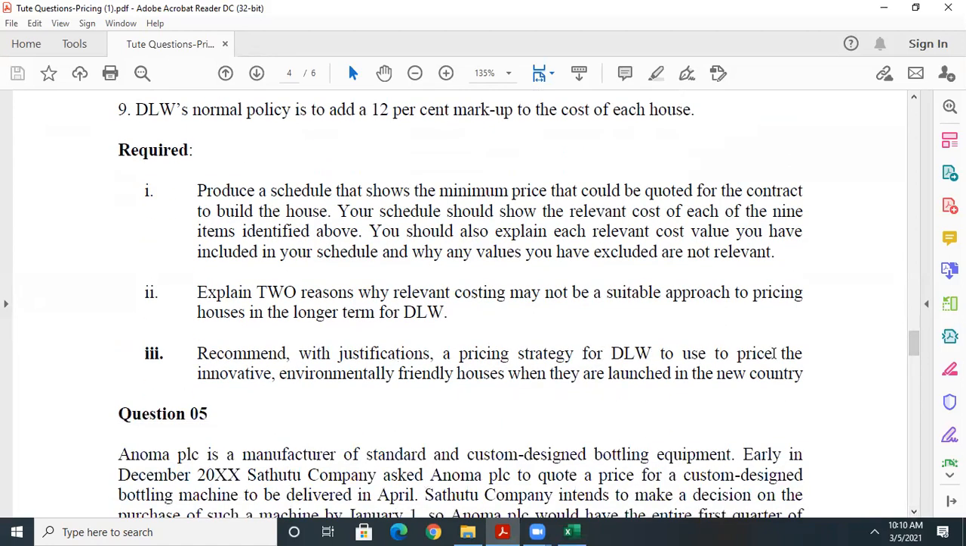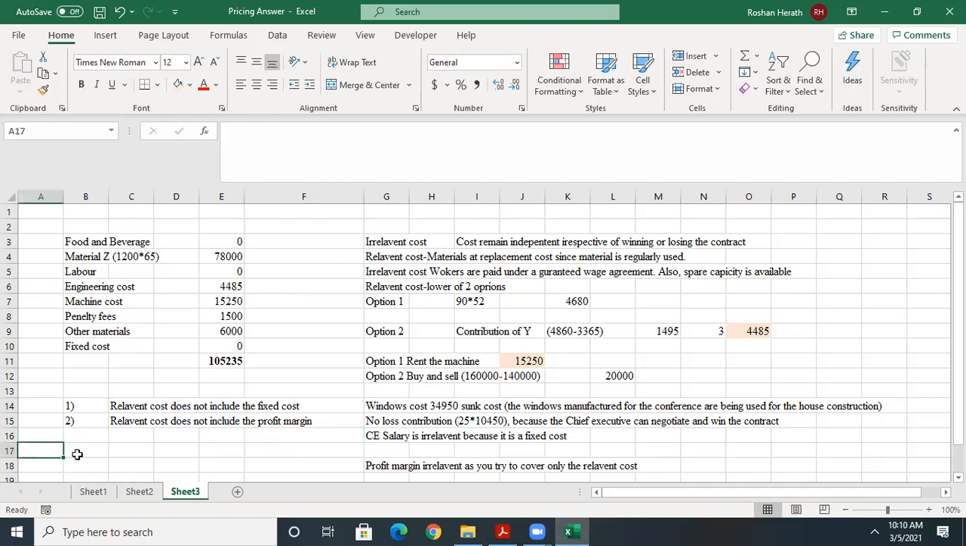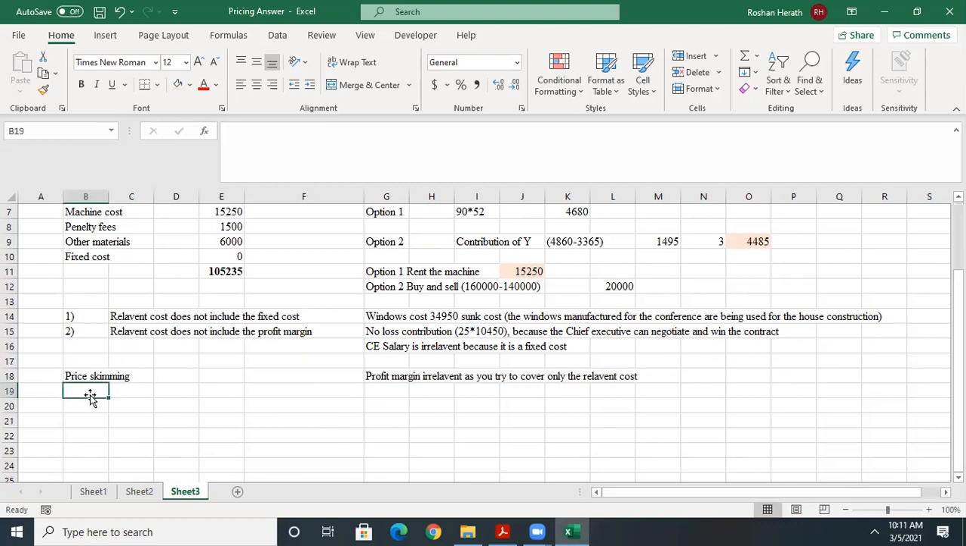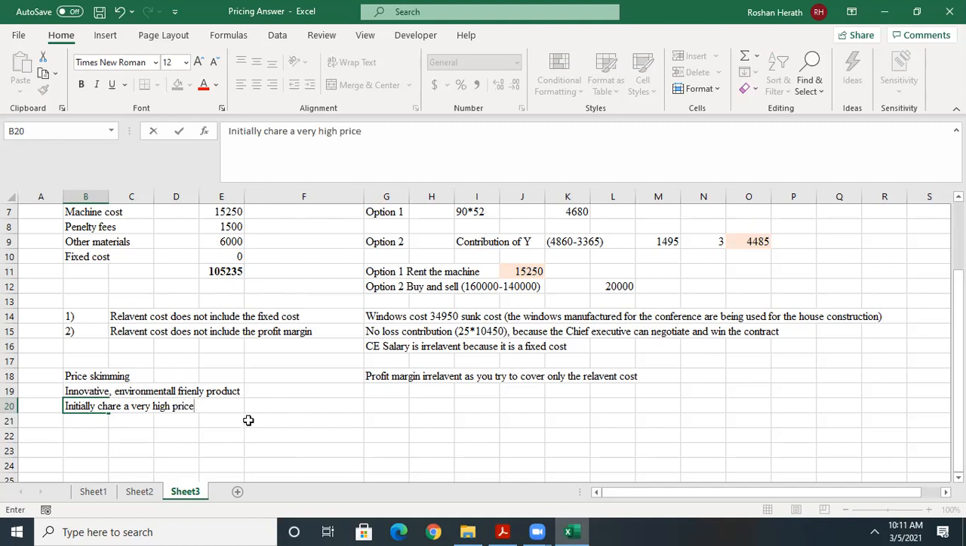Recommend with justification a pricing strategy for DLW to use to price the innovative environmental friendly houses when they are launched in the new country. Again, it's a very obvious one. What is your recommendation? So given their product is novel, it's innovative, environmental friendly, right? So it's appealing. So what is the possible pricing strategy? You can think of price skimming. Setting a very high price initially, but it is justifiable because the product is an innovative, environmental friendly product. So it's a novel product, so therefore you can initially charge a very high price, given the customers are not sensitive to prices.